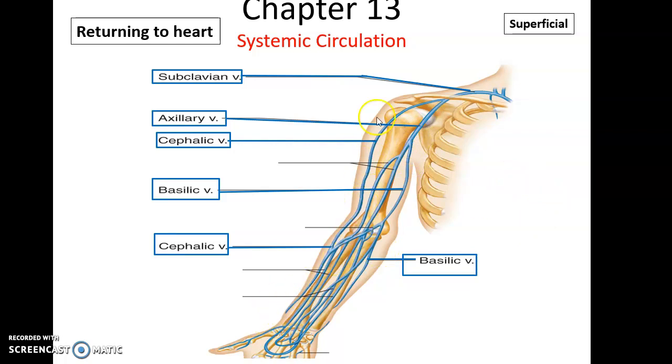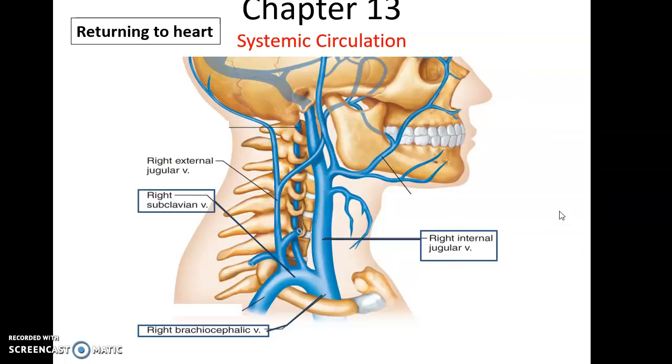So cephalic is lateral, basilic is medial. The basilic vein will empty into the axillary vein, and then the cephalic vein will also empty into that, and then lead to the subclavian vein. So cephalic and basilic lead to the axillary vein, which leads to the subclavian vein, carrying blood toward the heart.